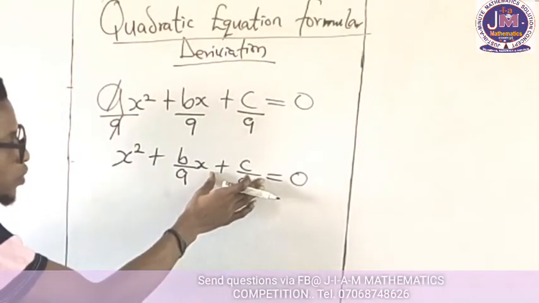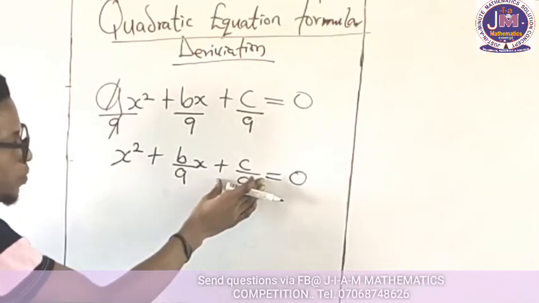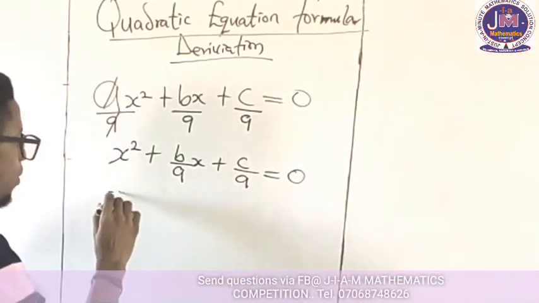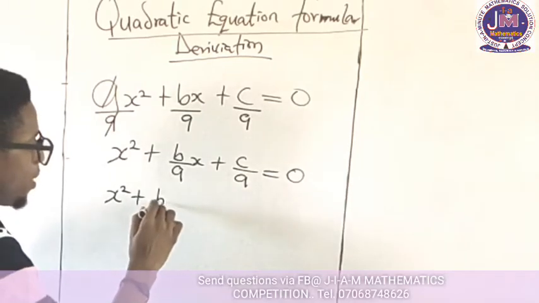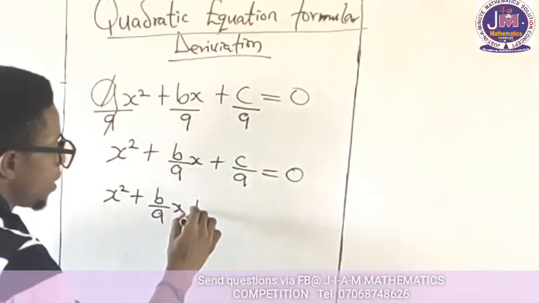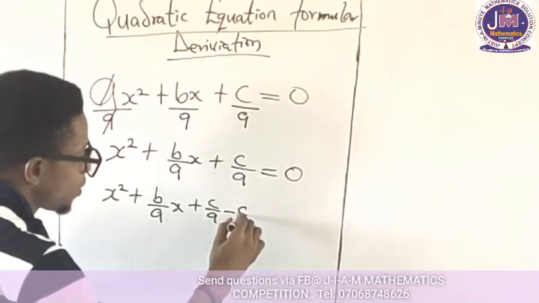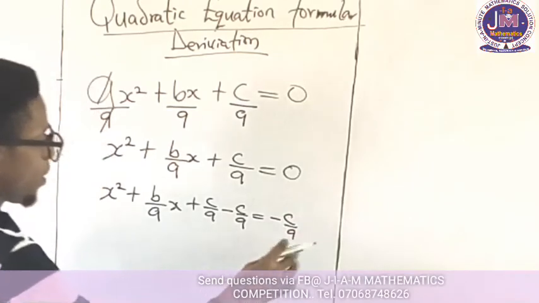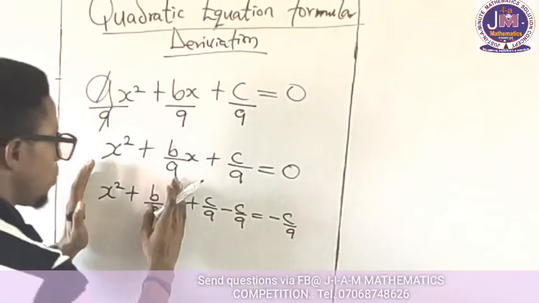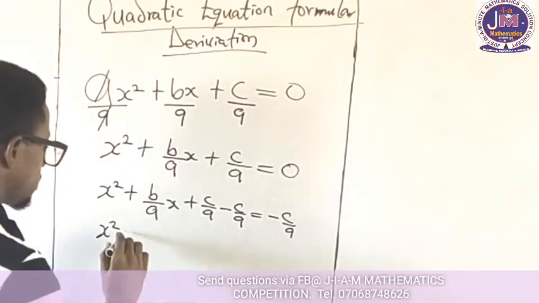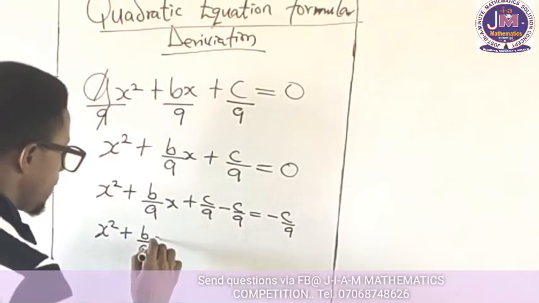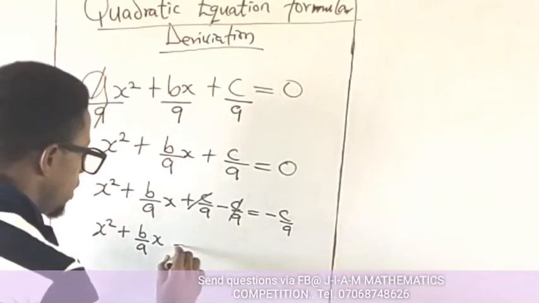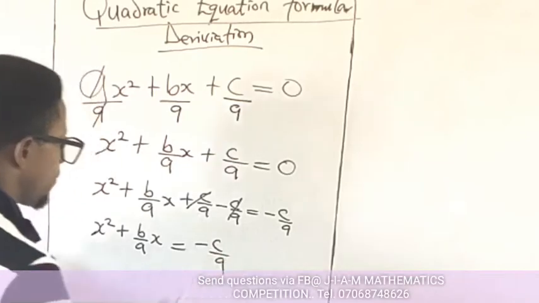Now the coefficient of x here is b over a. We subtract c over a from both sides. Now we have x squared plus b over a x plus c over a. Subtract c over a from both sides. We want this to be alone. So we have x squared plus b over a x, this one cancels this, equals minus c over a.